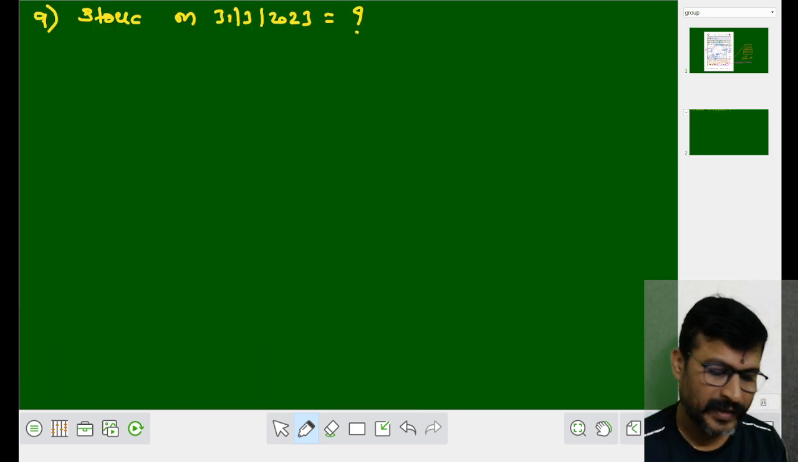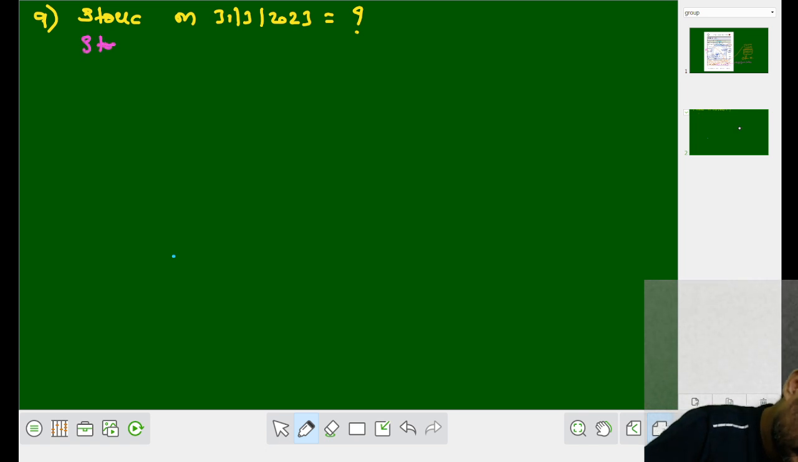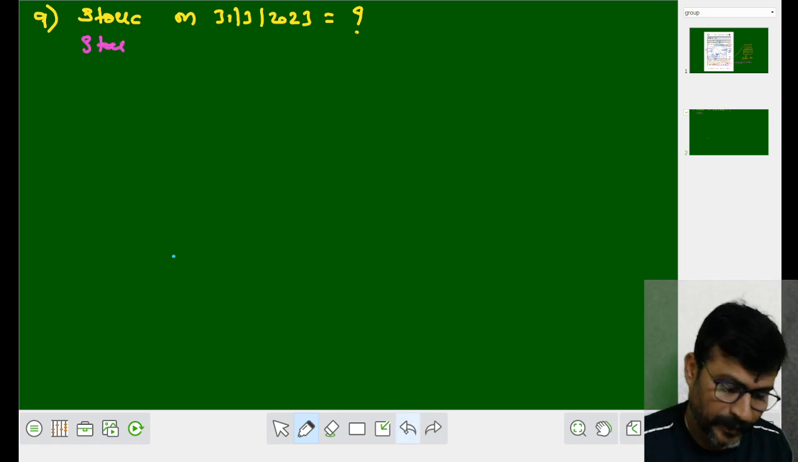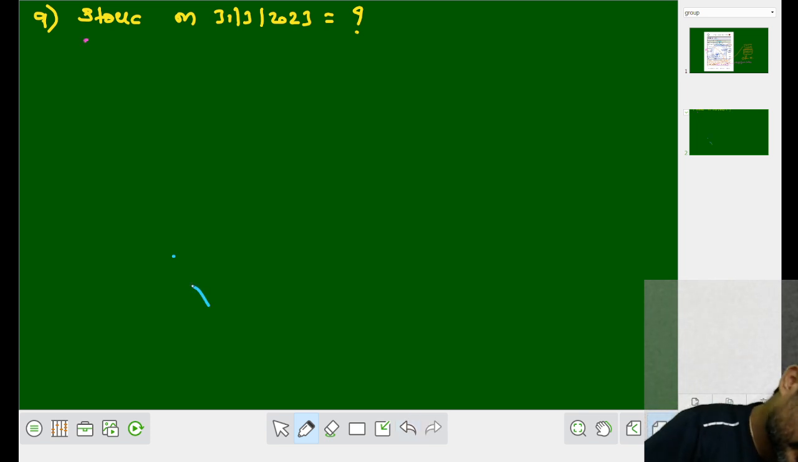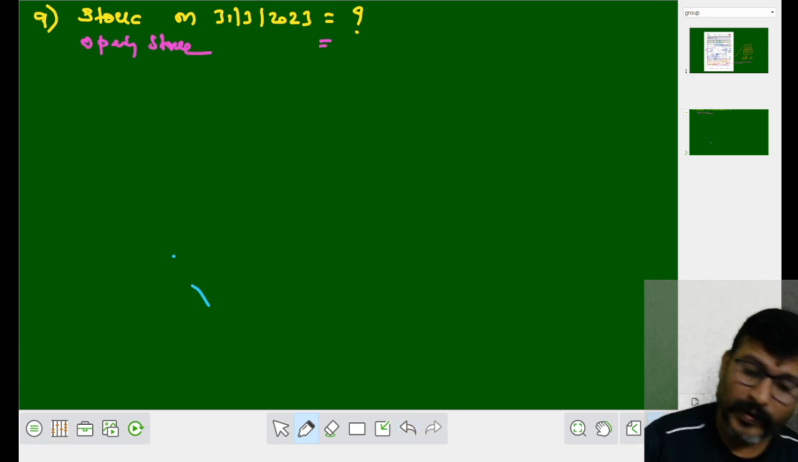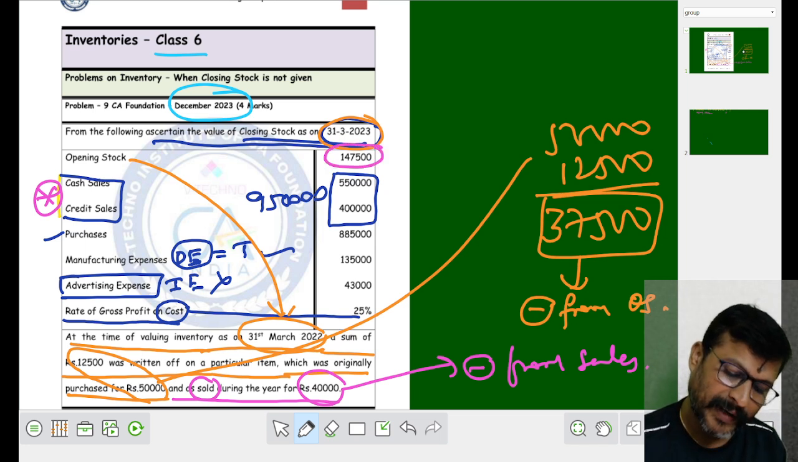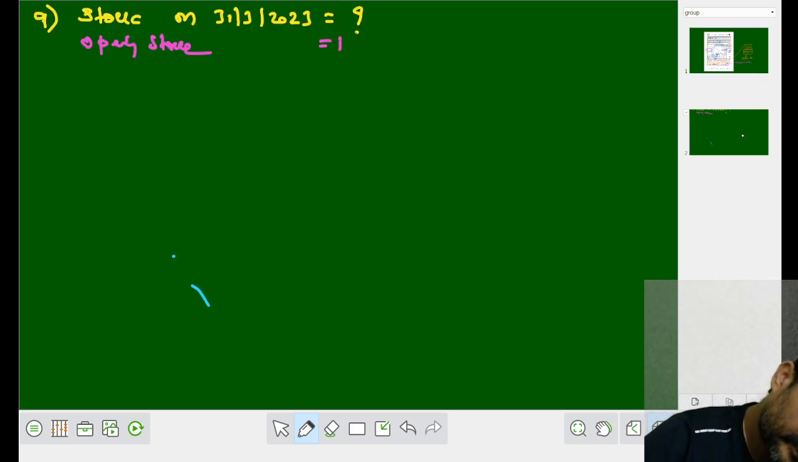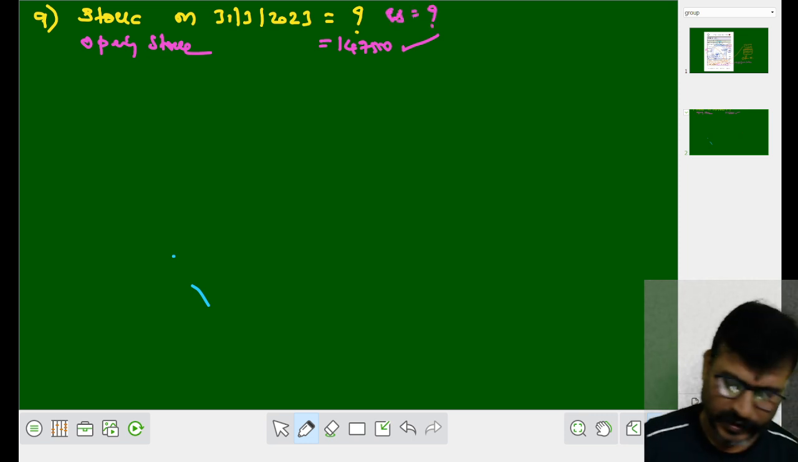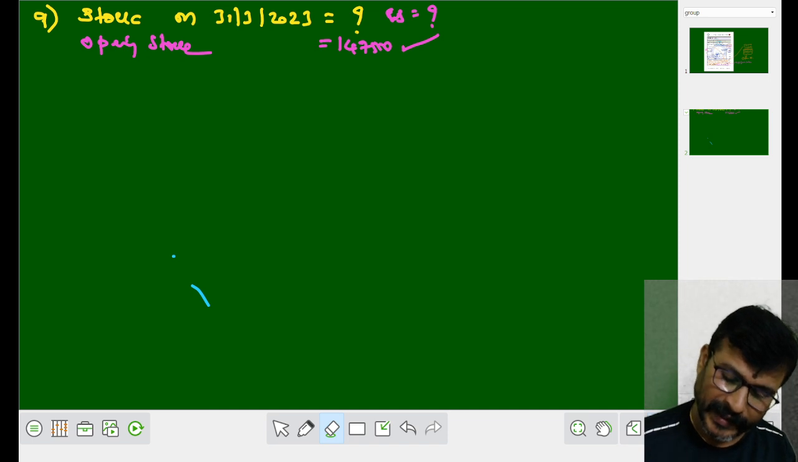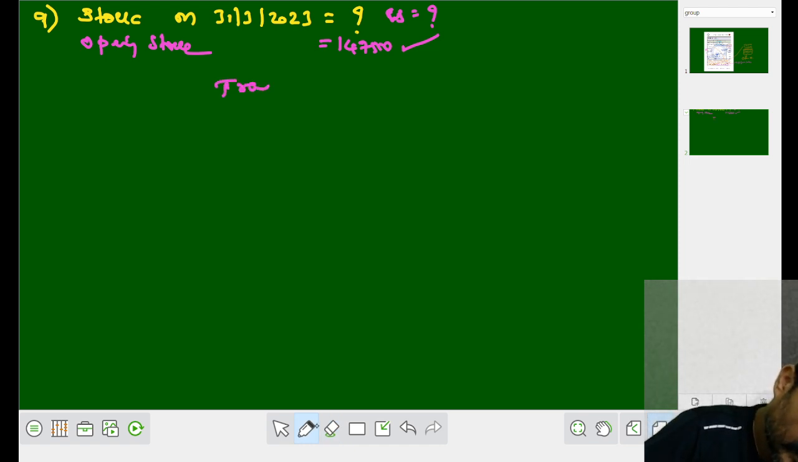Now we will write. The stock is given on what date? What stock is given to you? You have been given the opening stock. See, what is the amount of opening stock in the problem? 1,47,500. See, opening stock is given, we have to calculate closing stock. Fine. Now let us write the trading account.